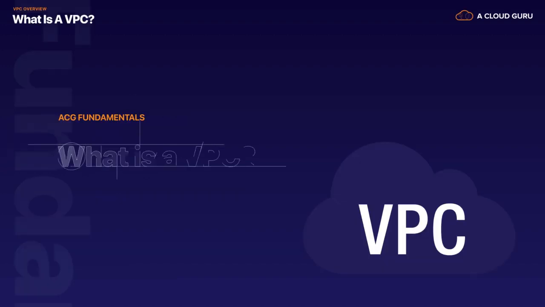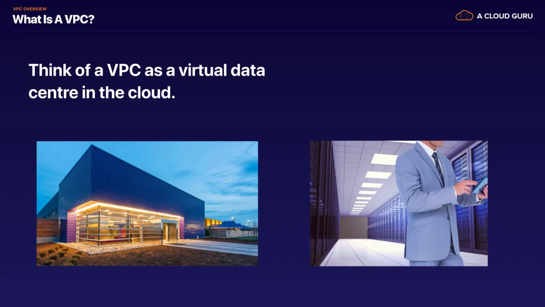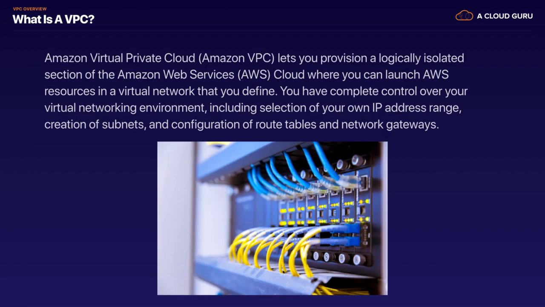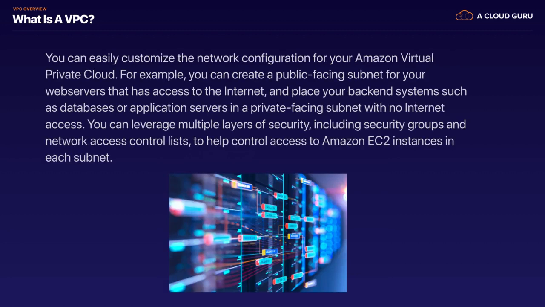So the question has to be asked, what is a VPC? Basically just think of a VPC as a virtual data center in the cloud. Amazon Virtual Private Cloud, Amazon VPC, lets you provision a logically isolated section of the Amazon Web Services cloud where you can launch AWS resources in a virtual network that you define. You have complete control over your virtual networking environment, including selecting your own IP address ranges, creation of subnets, and configuration of route tables, as well as network gateways. And you can easily customize the network configuration for your Amazon Virtual Private Cloud.